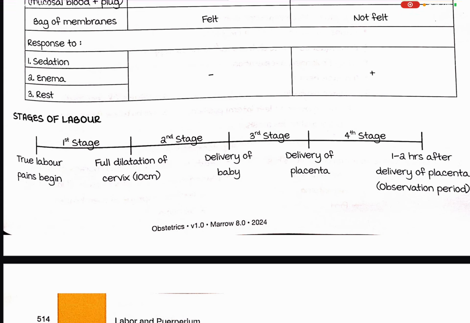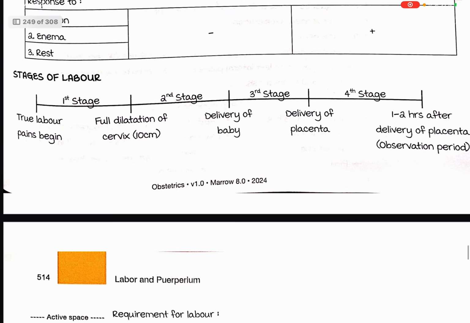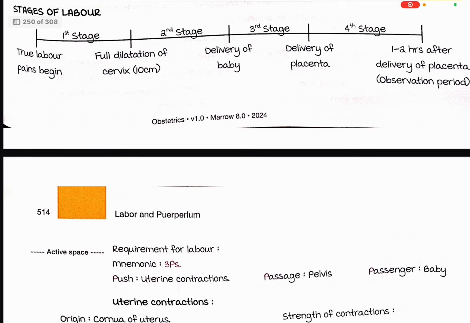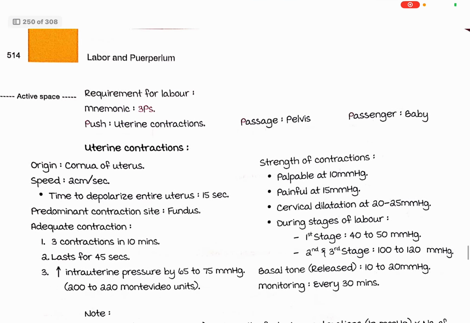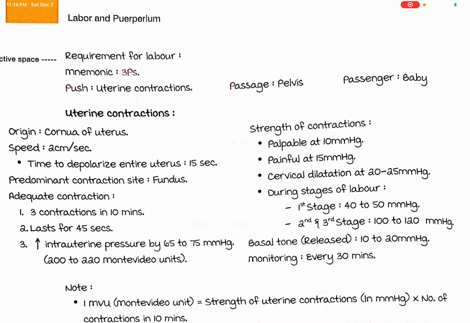Stages of labor. True labor pain begins. First stage: full dilation of the cervix, 10 cm. Second stage: delivery of the baby. Third stage: delivery of the placenta. Fourth stage: 1 to 2 hours after delivery of the placenta, observation period. Requirements of labor, mnemonic 3 P's: Push, uterine contraction; Passage, pelvis; Passenger, baby.